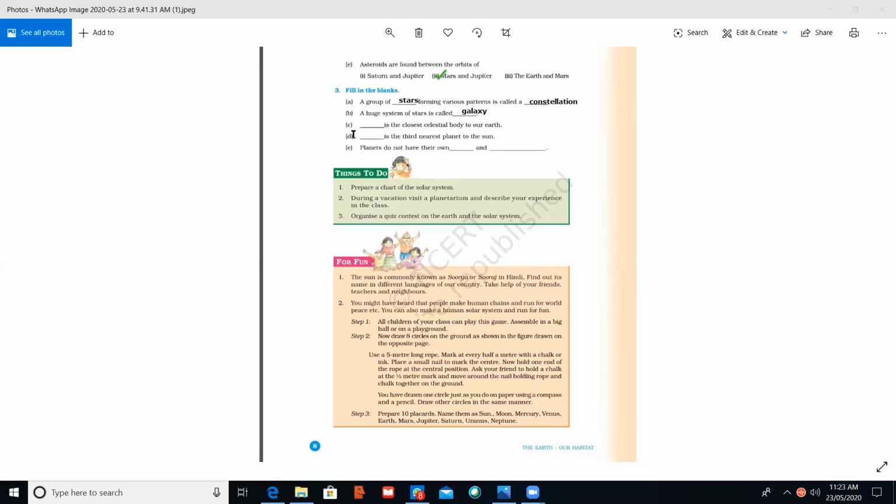Fill in the blank: the Sun, the star, is the closest celestial body to the Earth. Earth is the third nearest planet to the Sun. We know this very well. And planets do not have their own heat and light.